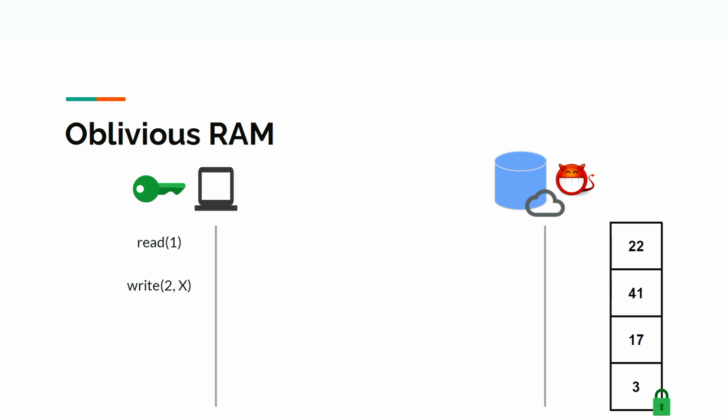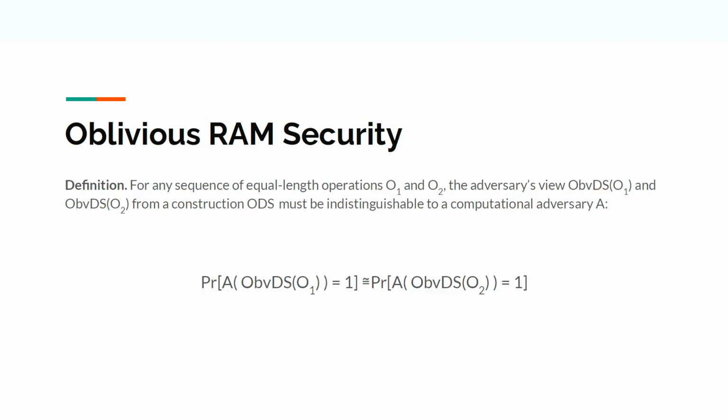All right, so to define what oblivious RAM offers in terms of privacy or security, I've written the definition here: for any two sequences of equal length operations that could be done by the client, the adversary's view, which is created by the oblivious data structure, should be indistinguishable to a computational adversary. In short, what this really means is to hide the sequence of operations that are performed by the client.